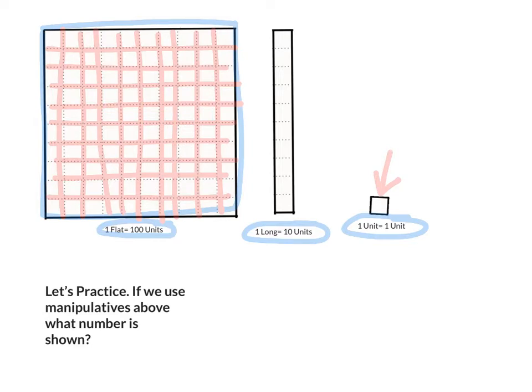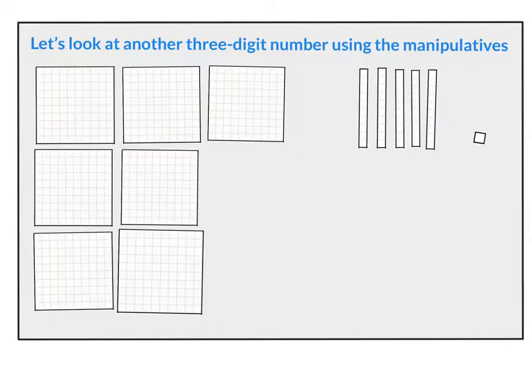If we were to practice and see what number this picture is showing us, we can say we have 100 units, we have 10 units, and we have 1 unit, equaling 111. So here we can see we have 1 group of 100, 1 group of 10, and 1 group of 1. Let's see another example here.